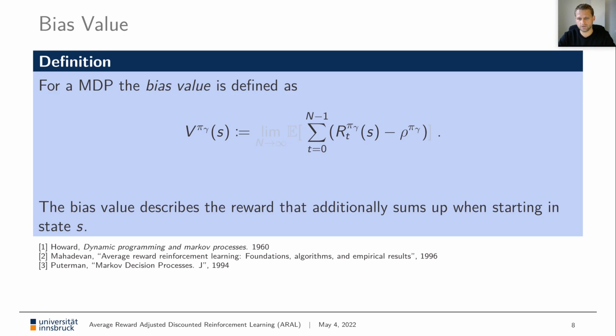The bias value is the sum of the returned reward minus the average reward. So if we look at this, we can see that this value is bounded because we subtract the average reward. This value describes the reward that additionally sums up when we start in this specific state S.